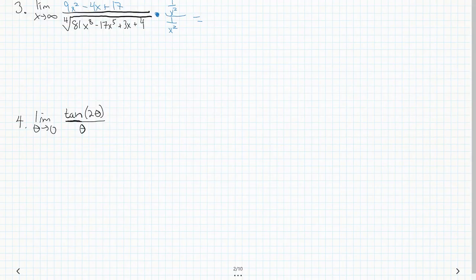So in the top part, when we multiply 1 over x squared times everything in there, here's what we'll get. We'll get the limit as x approaches infinity of, it becomes 9 minus, well, 4x times 1 over x squared would be 4 over x, and then 17 times 1 over x squared would be 17 over x squared. And we'll deal with that in just a minute.